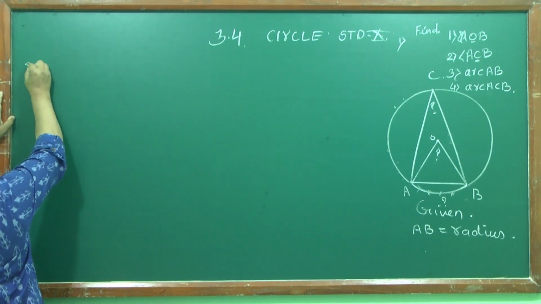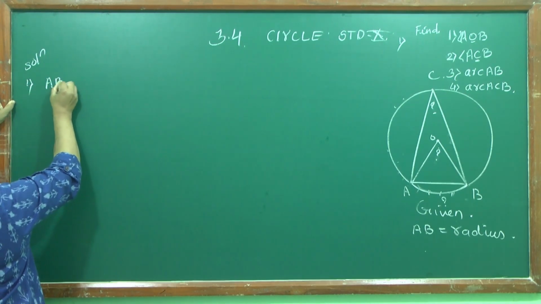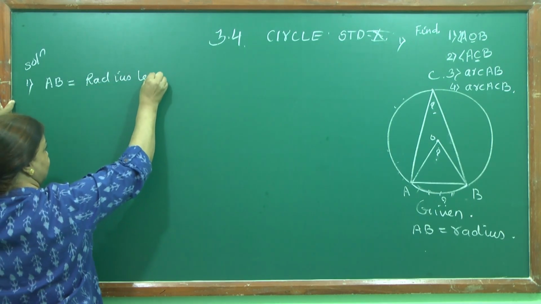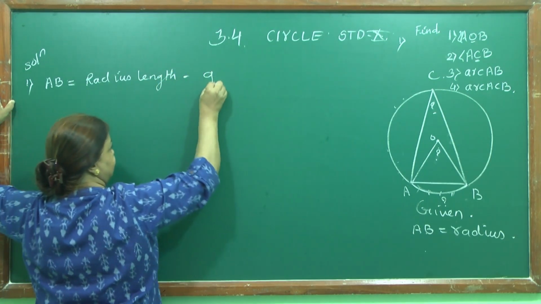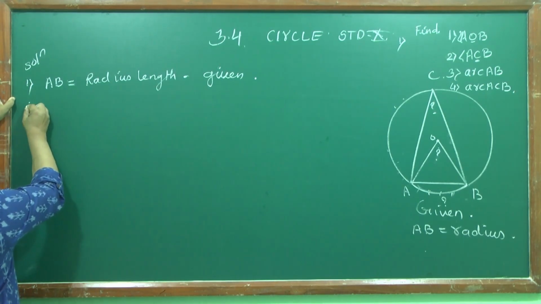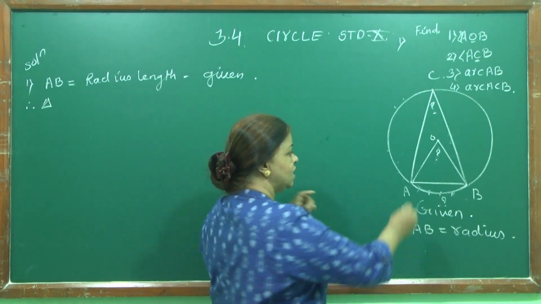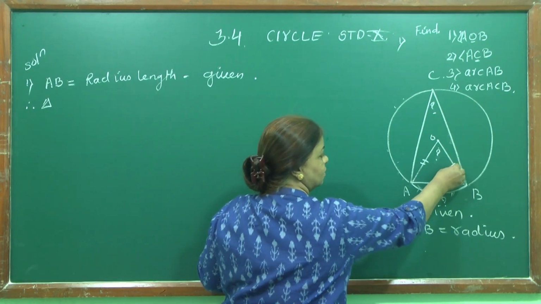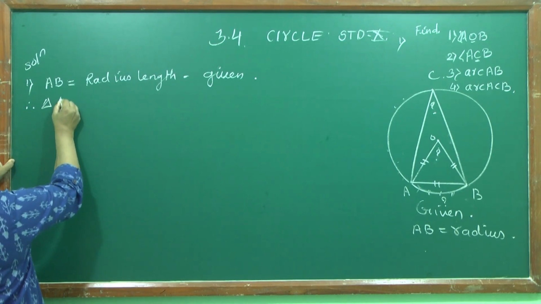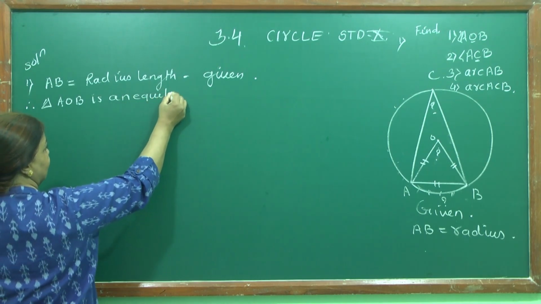First, we will begin with what is given. Let me write the solution here. First point, AB is equal to the radius length, given. Means AB length is equal to the radius. Therefore, in triangle AOB, all these three sides will be equal, children. So this triangle will be an equilateral triangle.